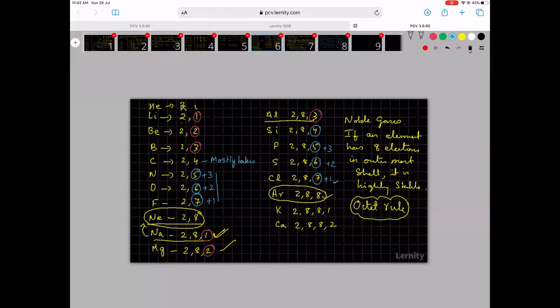All those which I have marked in blue are non-metals. All those which I have marked in red are metals. Silicon finds it easier to give than to take, but carbon finds it easier to take than to give. So carbon mostly takes, silicon mostly gives.